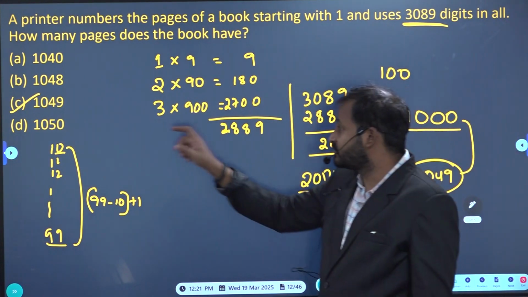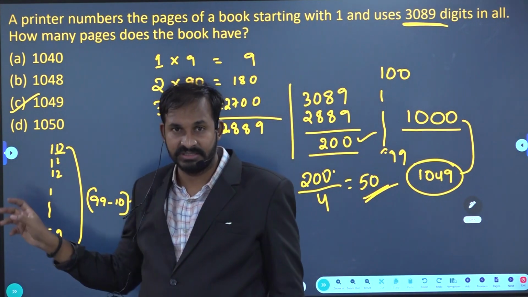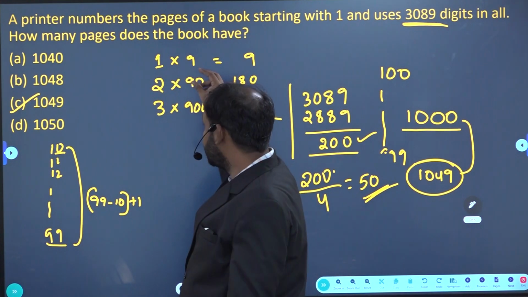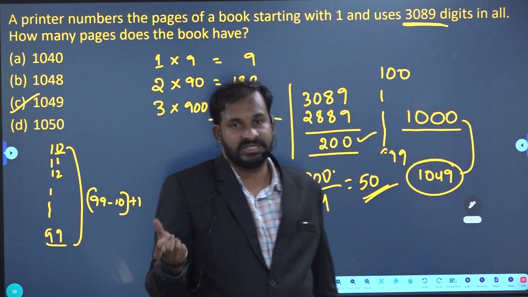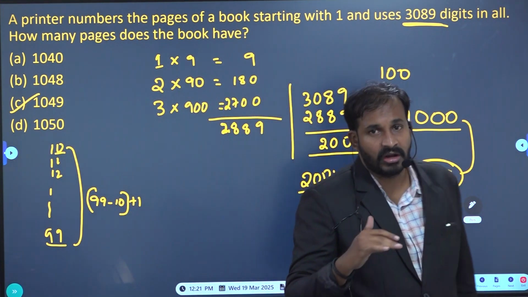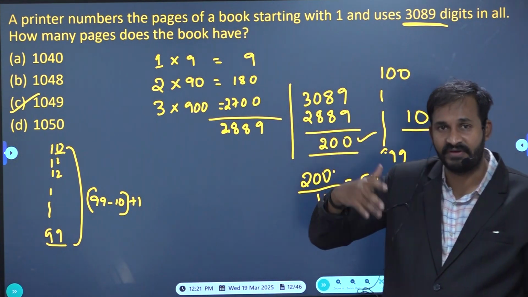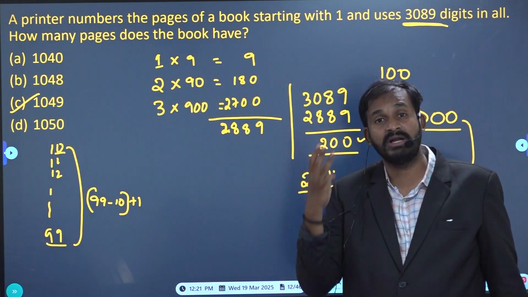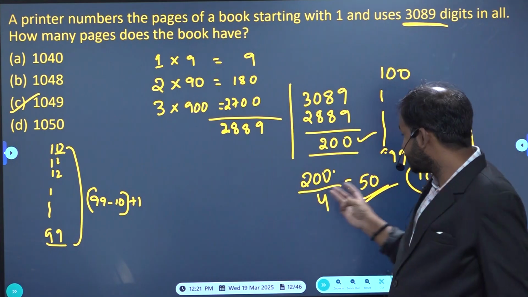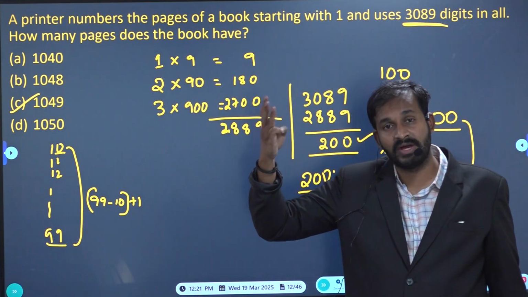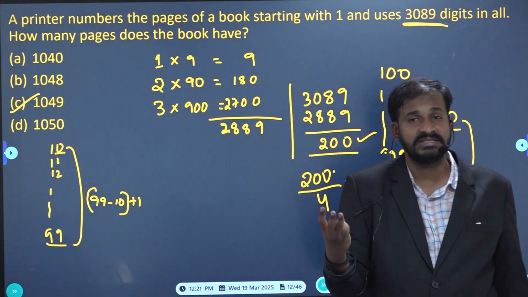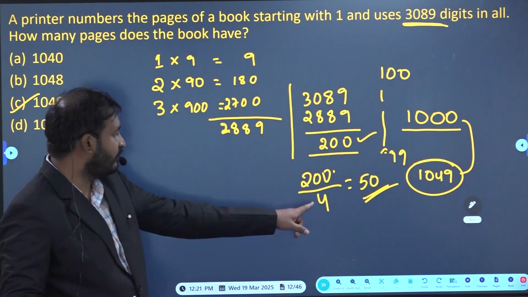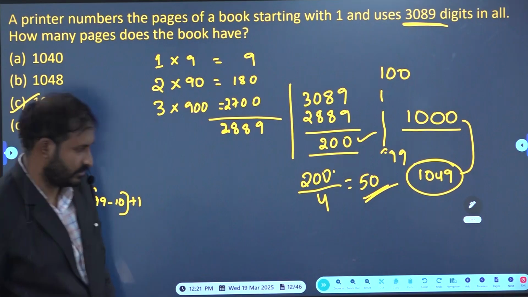For example, if my options contained all 3-digit numbers, what would I have done? I would have calculated only up to the 2-digit numbers, and found the difference, and if I get a value, I will divide that value by 3. In this case I divided it by 4, but in that case I would have divided it by 3, because that is a 3-digit number. In this case it is a 4-digit number, so I divided it by 4.